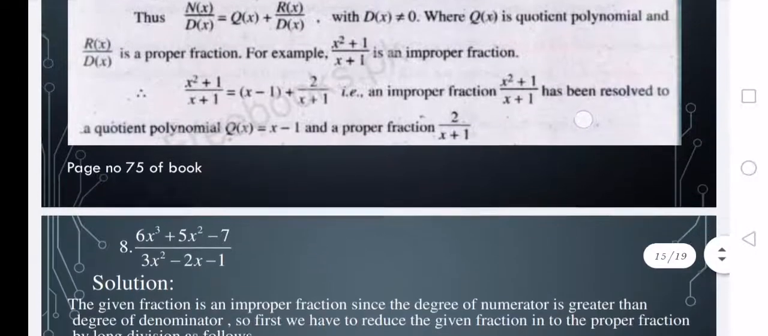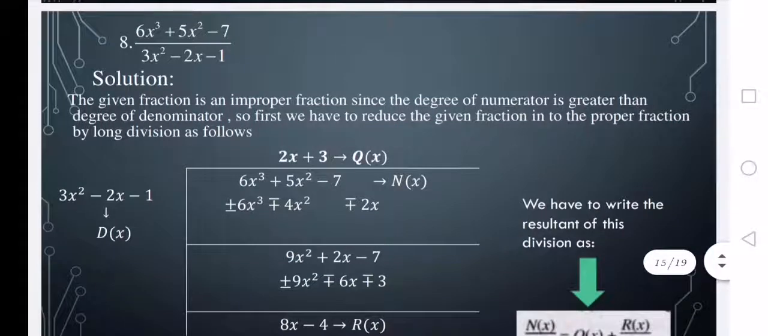So we will solve a sum in which we will be given an improper fraction, and after converting it into a proper fraction we will decompose the resultant proper fraction into its partial fractions. First, you can easily observe that the degree of the polynomial in the numerator is greater than the degree of the polynomial in the denominator. The degree in the numerator is 3 and that of the denominator is 2. So the given fraction is obviously an improper fraction. We are going to reduce it into a proper fraction.